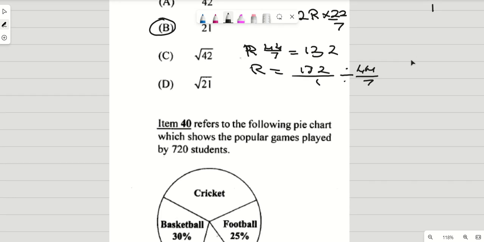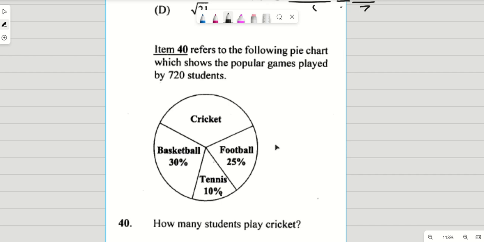Okay, let's do this last set. Now this one we did already before. We found the cricket to be 35, but let us check and see. They told you that item 40 refers to the following pie chart, which shows the popular games played by 720 students. If we look at the pie chart, they're looking at percentage, and your total circle is equal to 100%.